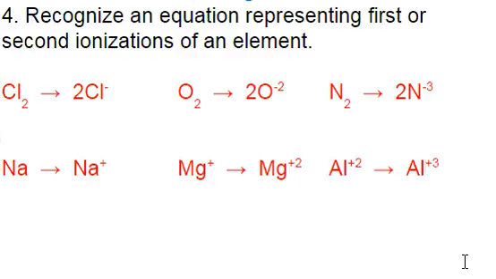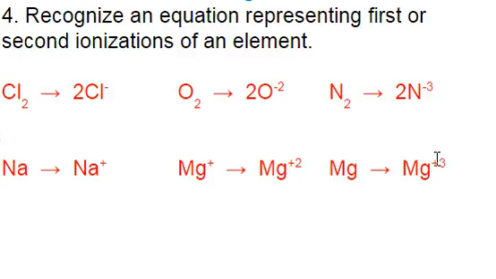Na to Na plus, that's the first ionization of sodium because it's losing its first electron and forming a +1 ion. Mg plus to Mg2 plus, that's the second ionization. And this one here, I actually should have had Mg, or we'll just even say, we'll go Mg to Mg2 plus.